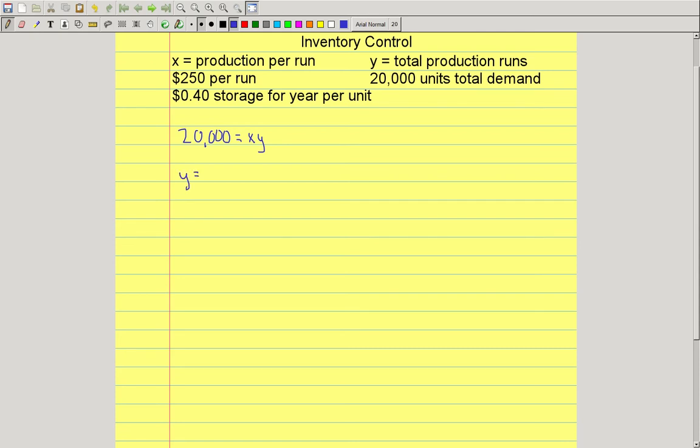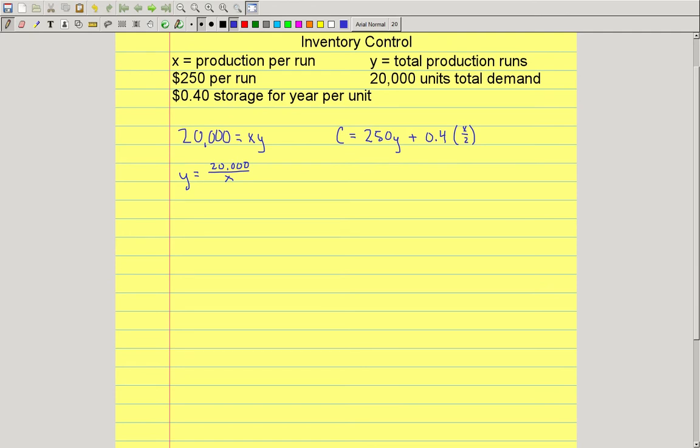Now, we use these equations to give a relationship between our variables x and y. So we're going to solve for y in terms of x so that we can then generate a cost function of one variable. Our cost function is going to look like this. We know that it costs $250 per production run, which is represented by y, and it also costs us 40 cents per unit per year to store our Blu-rays. So the average number of units that we have in storage per year is going to be X over 2. So that's how we're going to show how many we have in inventory.